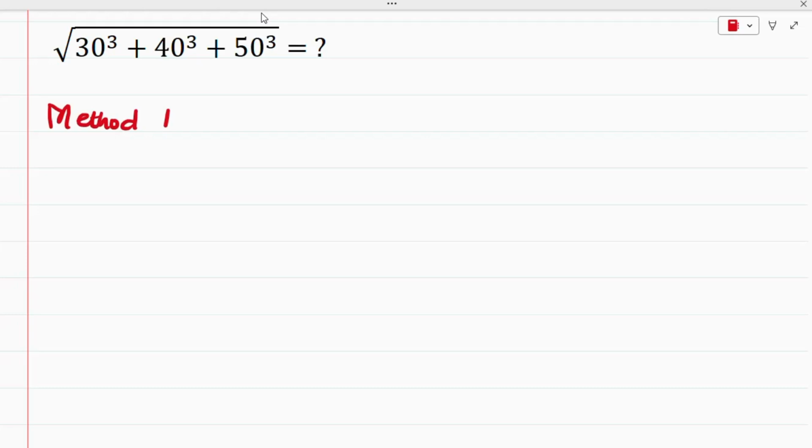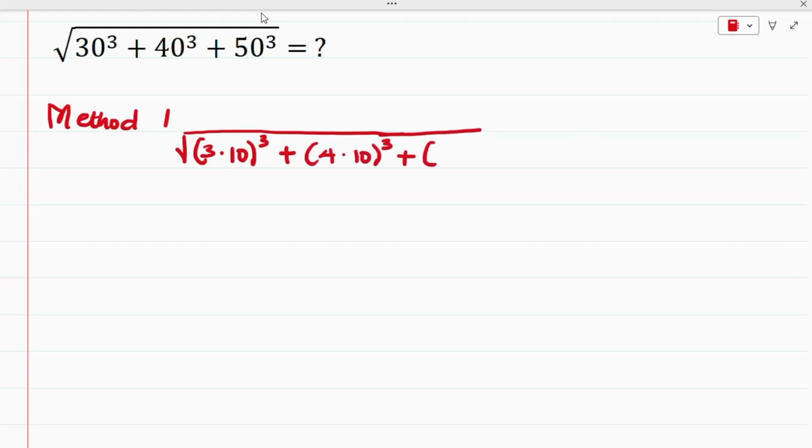So the first thing guys we want to do is to simply simplify each of these numbers right here. So we have this to be the square root of 30 can be expressed as 3 multiplied by 10 raised to the power of 3, plus 40 can be expressed as 4 multiplied by 10 raised to the power of 3, plus 50 can be expressed as 5 multiplied by 10 raised to the power of 3.